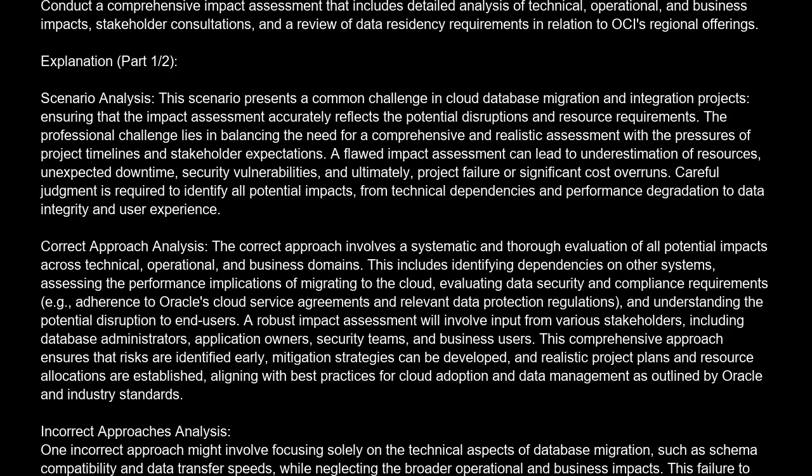Correct answer is A. Conduct a comprehensive impact assessment that includes detailed analysis of technical, operational, and business impacts, stakeholder consultations, and a review of data residency requirements in relation to OCI's regional offerings. Explanation. Scenario analysis. This scenario presents a common challenge in cloud database migration and integration projects, ensuring that the impact assessment accurately reflects the potential disruptions and resource requirements.